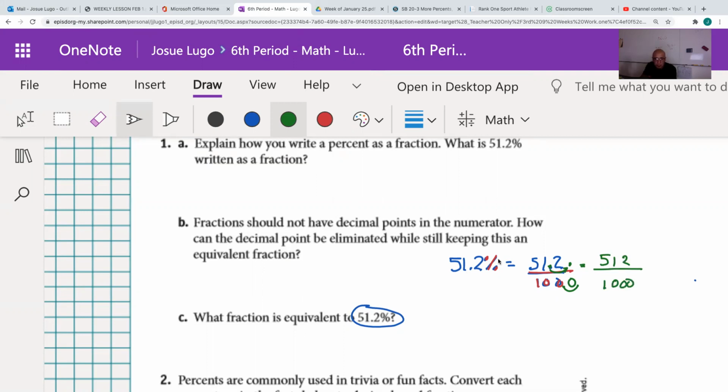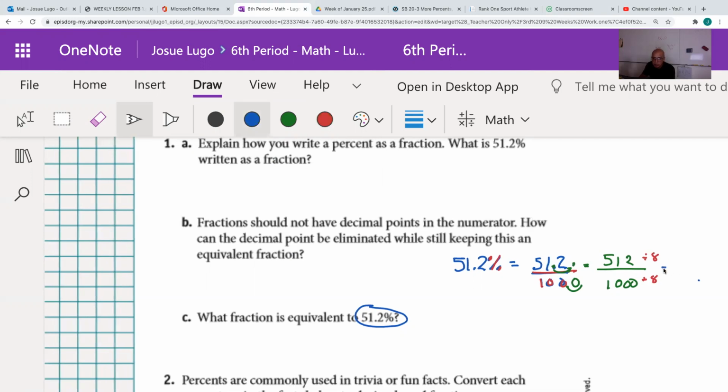So again, we started with 51.2%, which is the same thing as 51.2 over 100, move the decimal over 1 in each. Now it's 512 over 1,000. These two are equivalent, but now there's no more decimal. Of course, we must simplify. So I'm going to divide both of these by 8. You could divide by 2 and then by 2 again and by 2 again. I'm just going to divide by 8 because I know that's the greatest common factor, which will give me 64 over 125. Yes, that is correct.